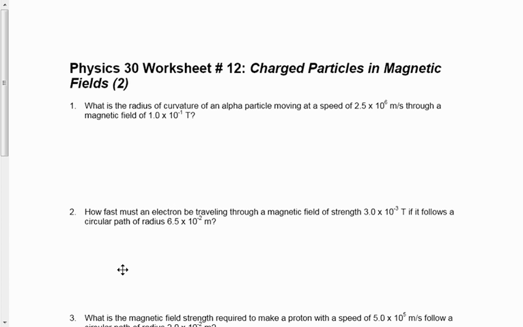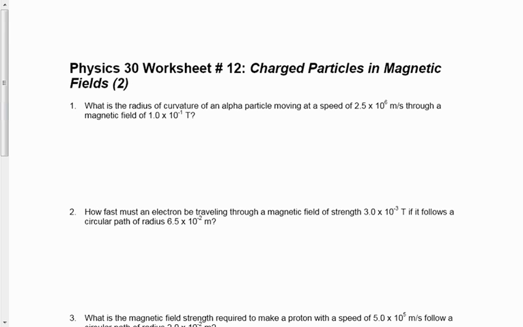It says, what's the radius of curvature of an alpha particle? I don't know if anybody caught the poor wording of this question, but we're not actually looking for the radius of curvature of the alpha particle. We're looking for the radius of curvature of the alpha particle's path. We can't find the radius of an alpha particle, right? Anybody kind of notice that and think like, oh, that doesn't make sense? We know what we meant anyways, right? We know what I meant when I wrote this question. What's the radius of curvature of the alpha particle's path moving at this speed through a magnetic field of 1.0 times 10 negative 1 Tesla?